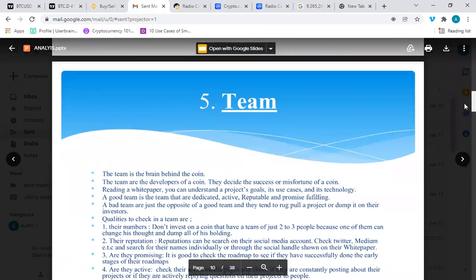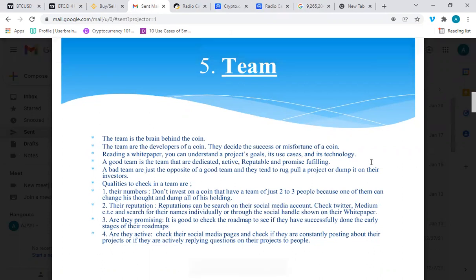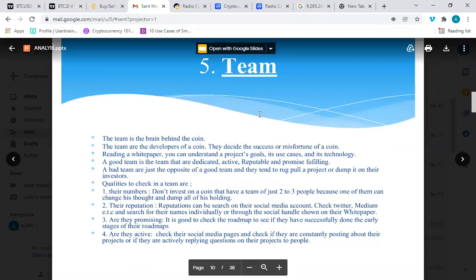The team are the brain behind the coin. They are the ones that will determine if this coin is going to succeed or not. No matter how much you buy, no matter the good things the coin has, the team has the lion's share of the success of a crypto. Now, the team are developers of the coin. They decide the success or the fortune of the coin.